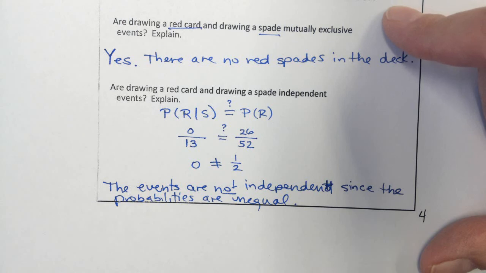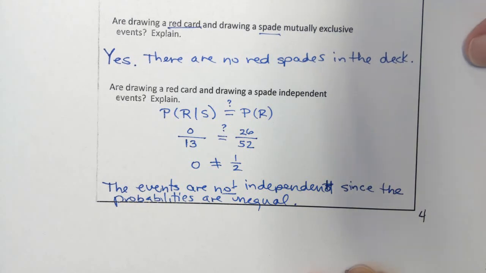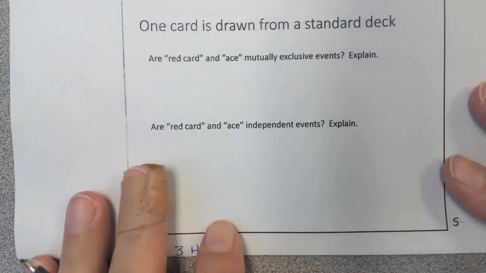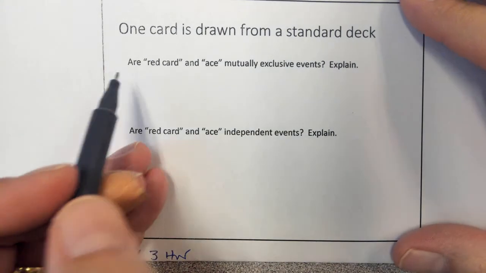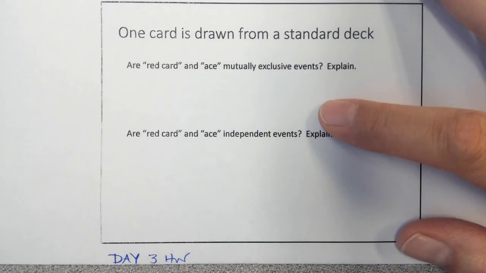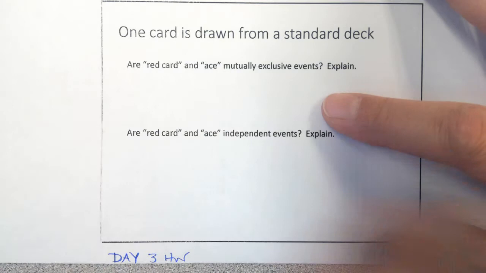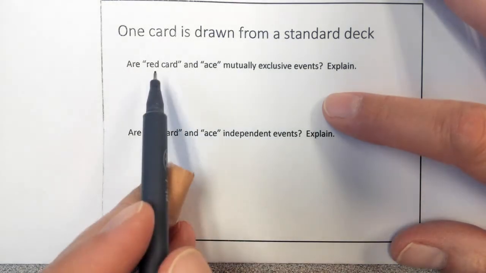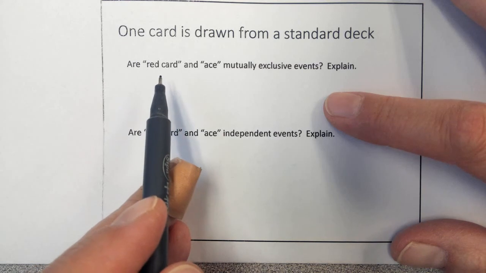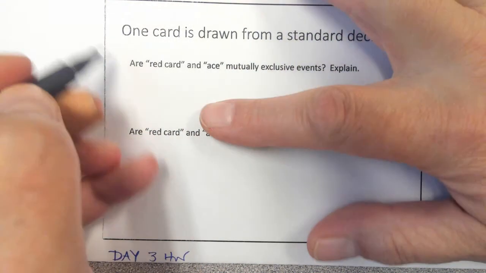Alright, there's one more slide and we'll be done with today's notes. So let's move on. Back to the standard deck of cards. We're going to draw one card from a standard deck. So if we pick one card, are red card and ace mutually exclusive events? Well, are there any red cards that are aces, or any aces that are red cards? Yes, we have an ace of hearts and we have an ace of diamonds. So are they mutually exclusive?